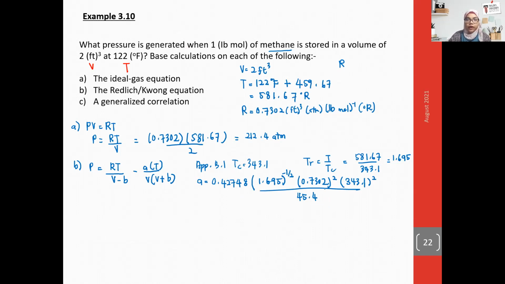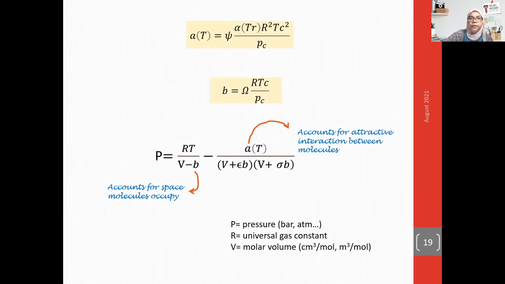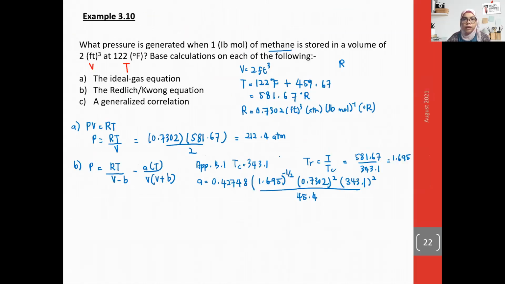Okay, this is our A here, so we need PC. You can refer to the appendix, and this is your PC. PC is given from the appendix for methane, 45.4. And then we can have A here as 453.94 atm feet to the power of 6. And how about B?